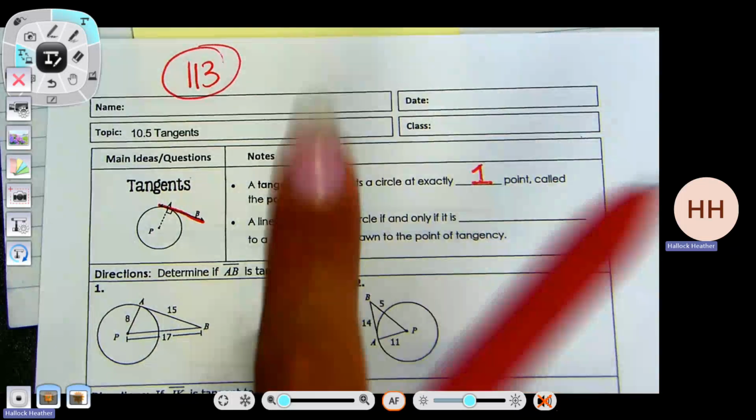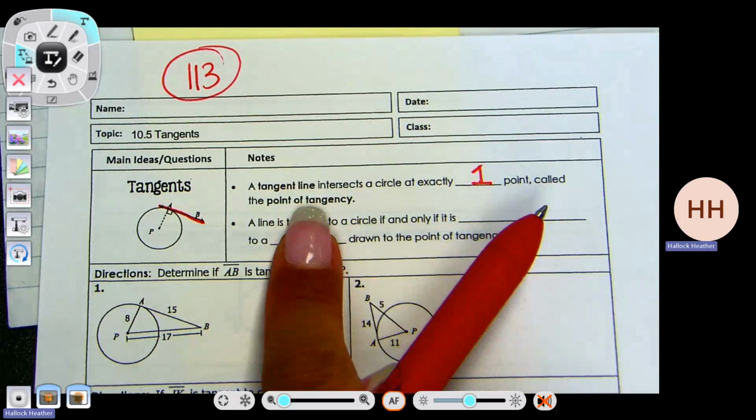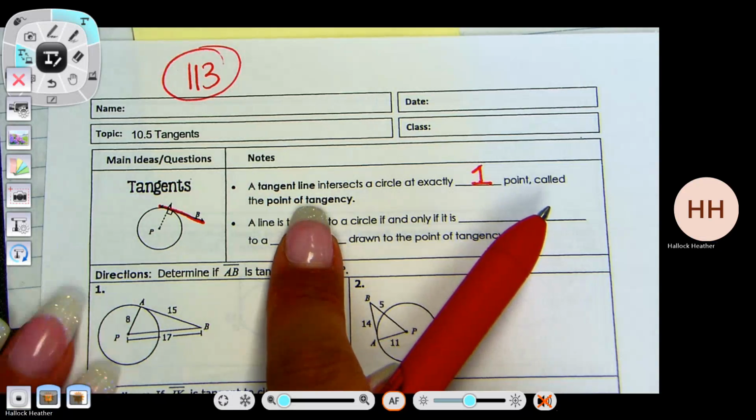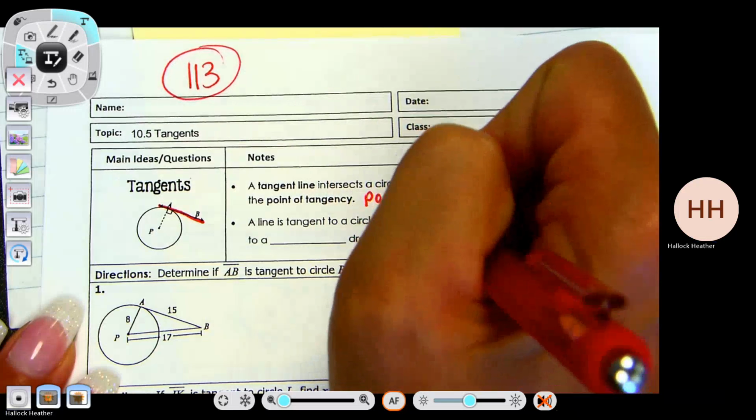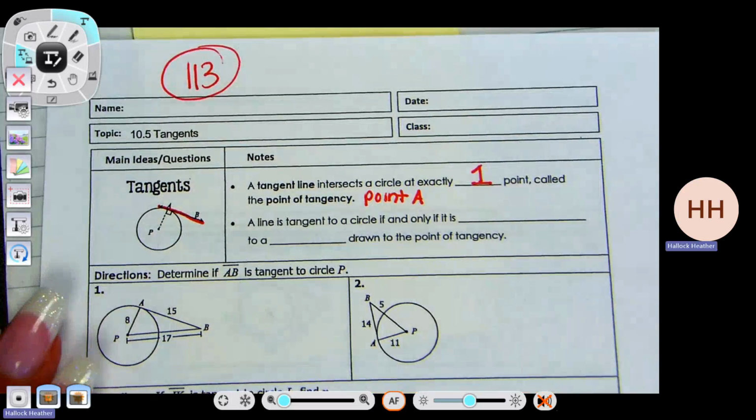That point is called the point of tangency. So looking at your picture, what point is my point of tangency? Is it A, B, or P? Point A. So point A in that picture is my point of tangency because that's where it touches.